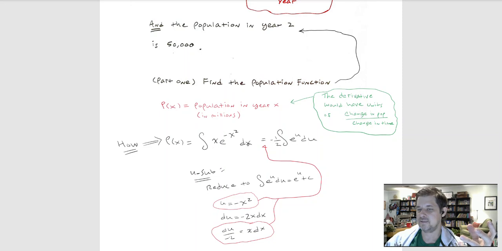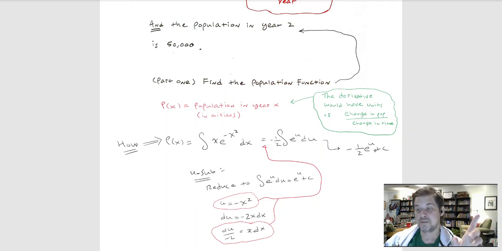For x dx, I'll put du over negative 2, but that's a constant which I factor out. That negative 2 under the bar turns out to be the number negative 1 over 2. Now I've got a formula for this. The antiderivative of e to the power u du is e to the power u plus c. So here it is: negative 1/2 e to the power u plus c.